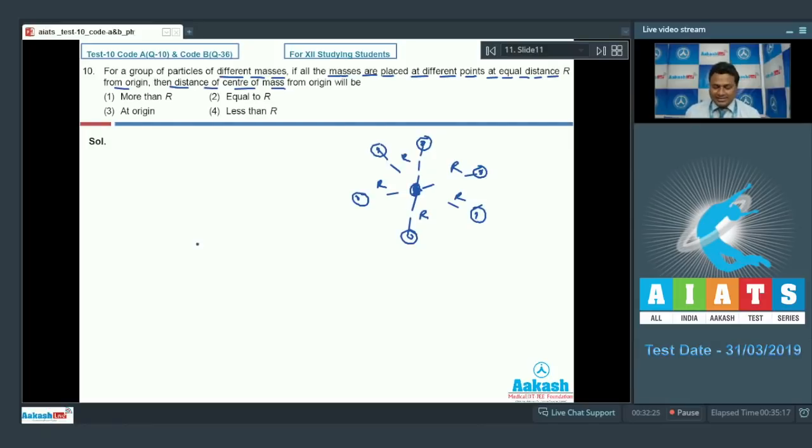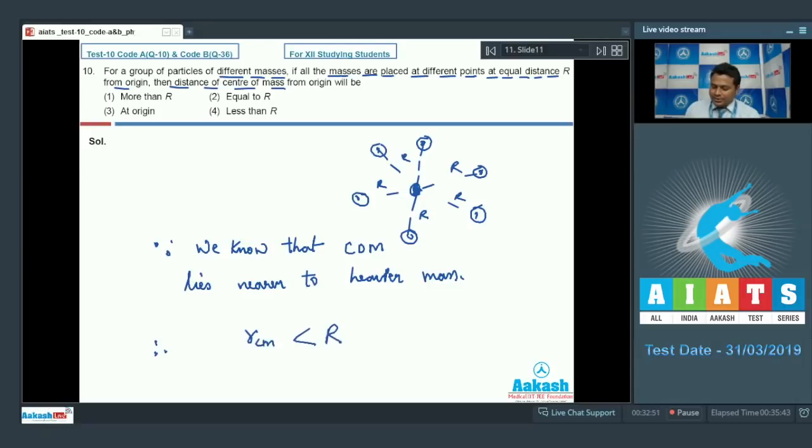So from this illustration we can say that since we know that the center of mass lies nearer to the heavier mass, therefore R CM must be less than R in this particular case. So that's why after looking at the options, we can say that option number 4 is absolutely correct, and we will go with option number 4.